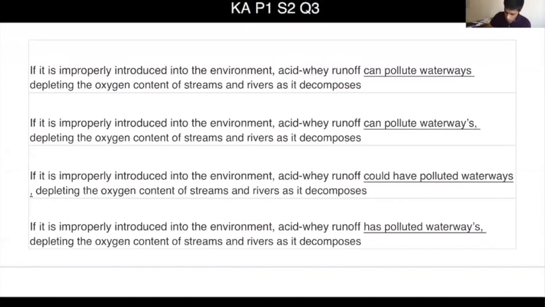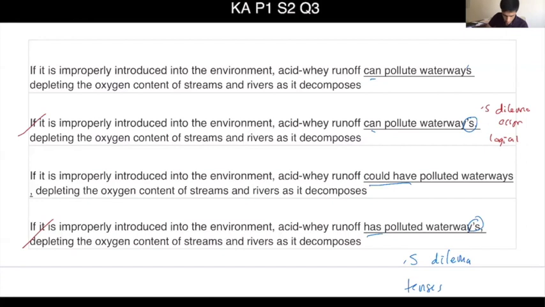Okay, so in this one, if you just read through the options, you will notice an apostrophe S, and then you will notice can, could have, and has. So we're working with the apostrophe S dilemma, and then we're working with the tenses, right? So if it is improperly introduced into the environment, acid whey runoff can pollute waterways. The first question is, is it apostrophe S or not? Well, if you say acid whey runoff's can pollute waterways, it suggests that something belongs to the runoff, whereas in the sentence, nothing belongs. So this is making an apostrophe S error, or actually a logical error because nothing belongs. So we cross out both of these, okay?